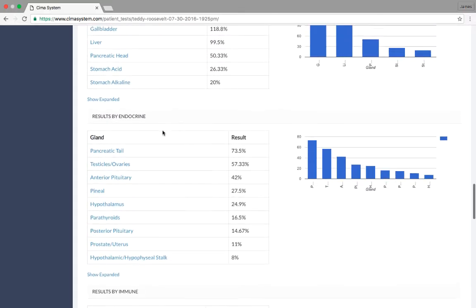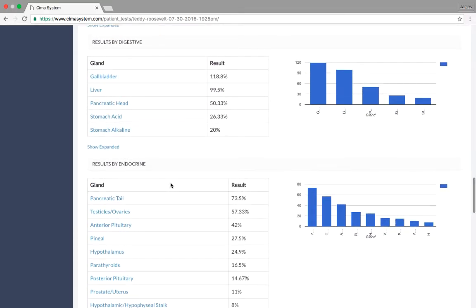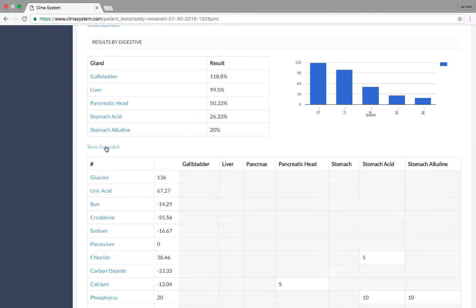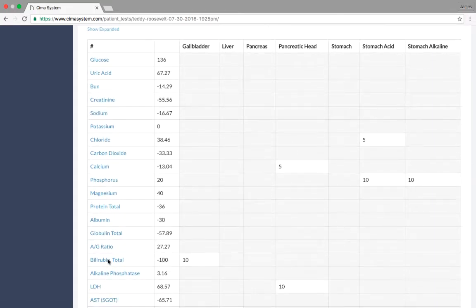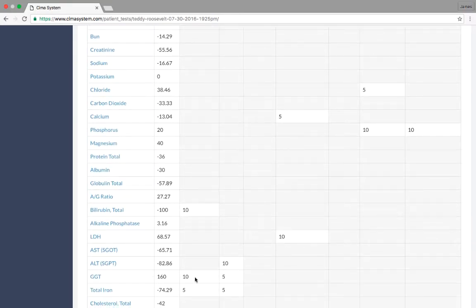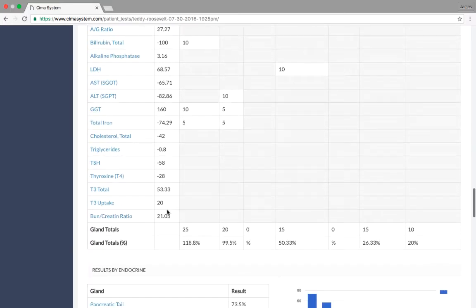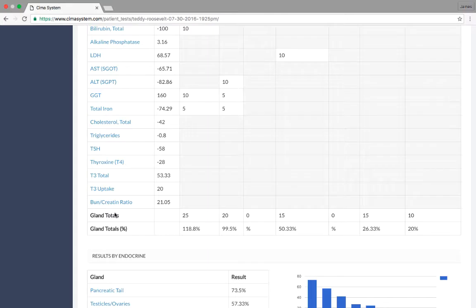Now, if you want to know how we came up with these percentages, if you really want to get into detail, which is fine with me, click on Show Expanded, and you'll see all the different organs up on the top, and you'll see all the different tests going down the side. Now, each particular test relates to a certain gland or organ. So you can see total bilirubin, in this particular case, relates to gallbladder. Same thing with GGT, relates to gallbladder. So we multiply the weight of that particular test by how far out of range that test was, and then we come up with a percentage, and we base it underneath the grand total number of points, and this is how we come up with these percentages.